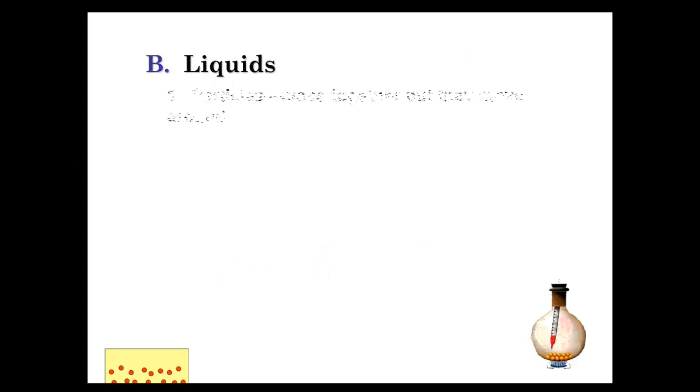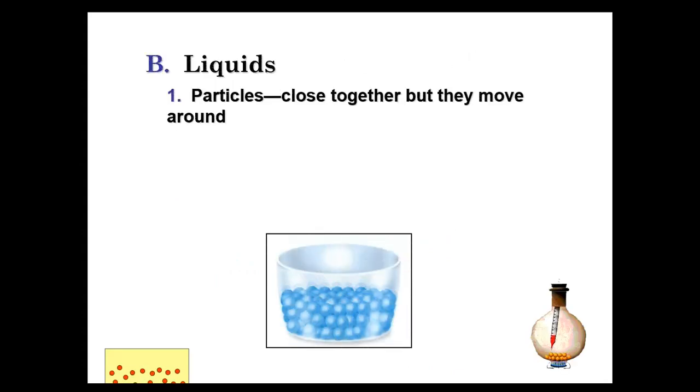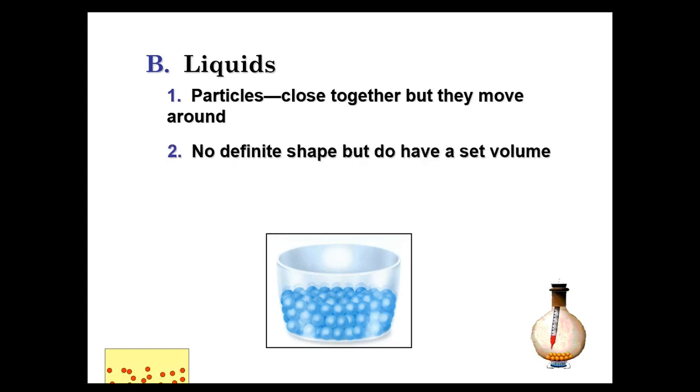Okay, the next one is liquids. The particles are close together, but they move around. So they have no definite shape, but they do have a set volume. We see in this picture that they do take the shape of the container, but they won't fill the container unless you add more liquid to pour into that container. This would be like you guys in the hallway at school.